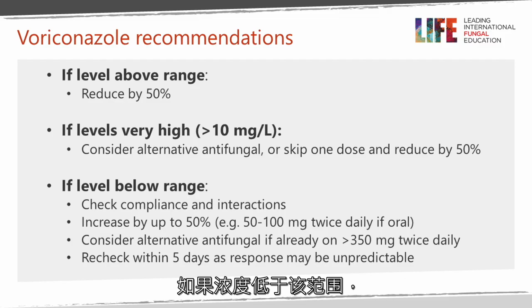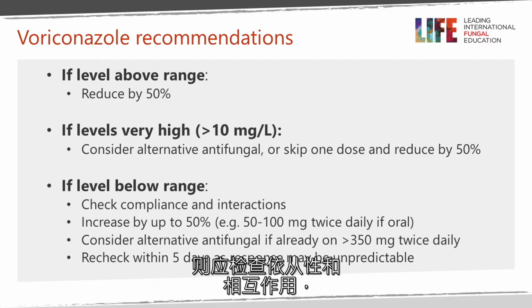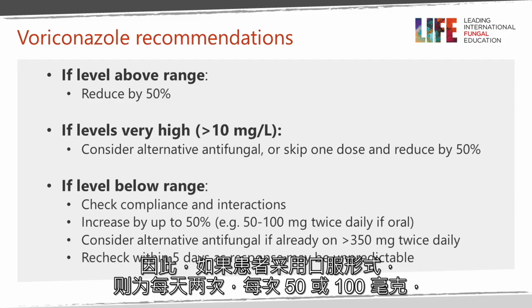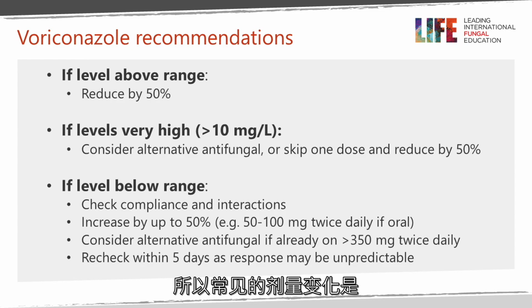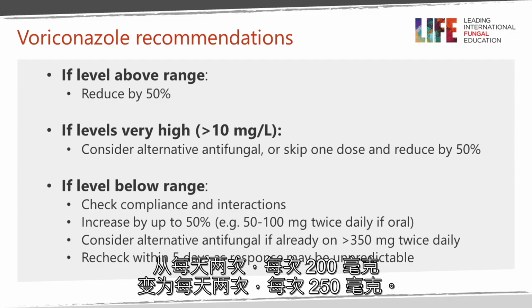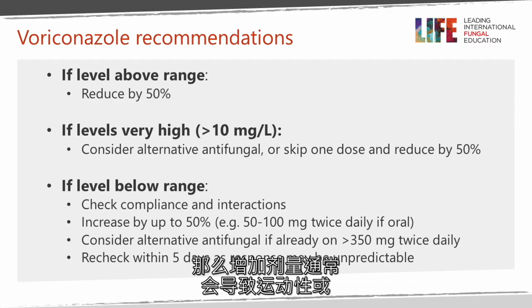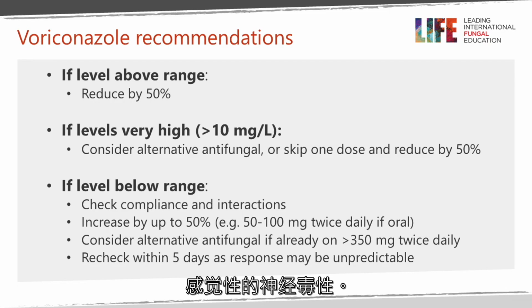If the levels are below the range, then obviously compliance and interaction should be checked and the dose should be increased by 50%, so 50 or 100 milligrams twice daily if the patient's on oral. So a common change of dose is from 200 milligrams twice daily to 250 milligrams twice daily. If the patient's on a very high dose of 350 milligrams twice daily or more, then increasing the dose usually ends up with neurological toxicity, which can be motor or sensory.